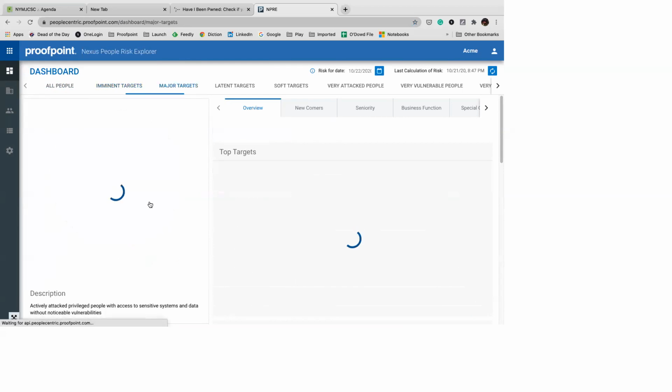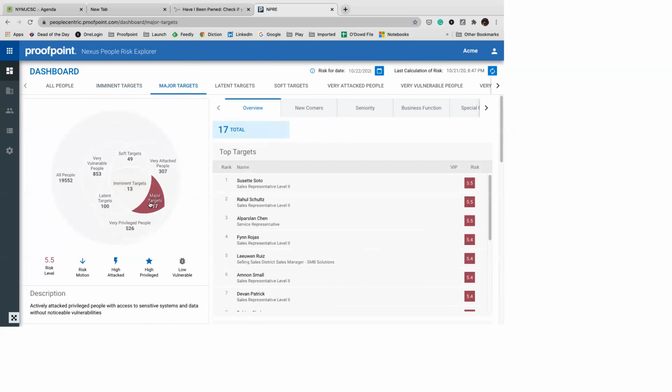So with those, we see major targets. And here we looked at very attacked and privileged folks and split them. And we did this because from a security team's perspective, they'd like to apply slightly different security controls on major targets versus others.